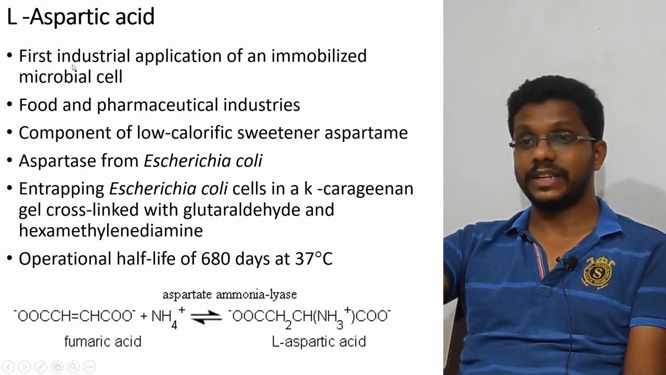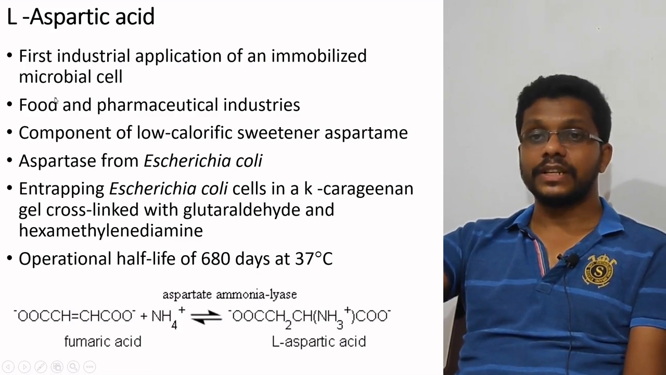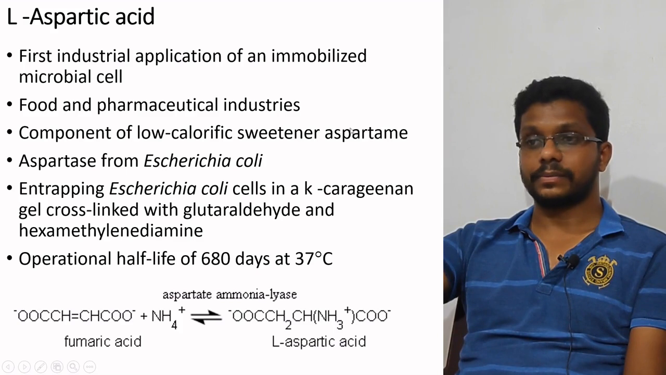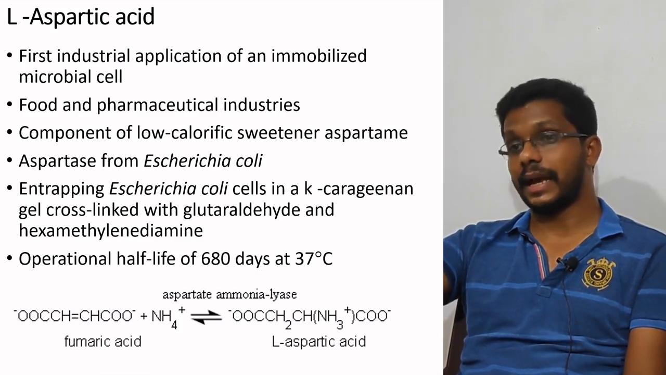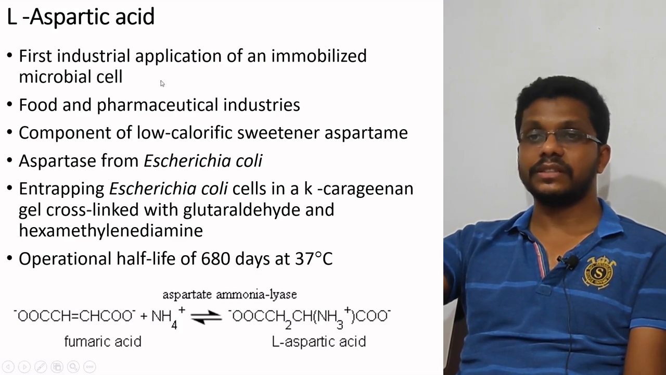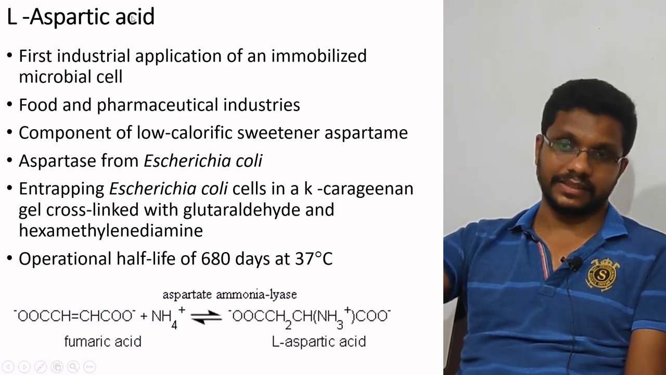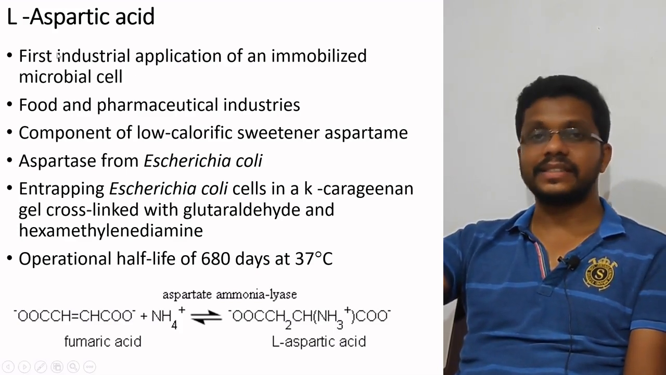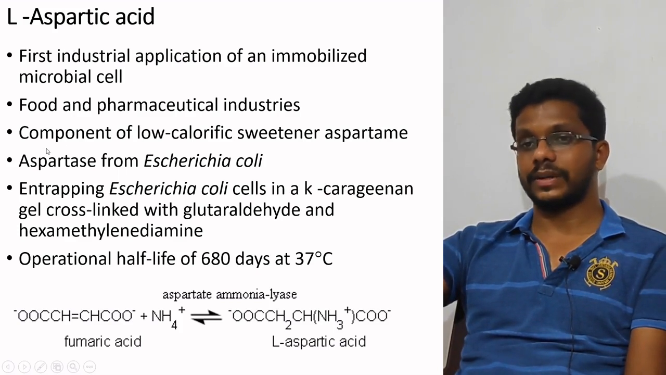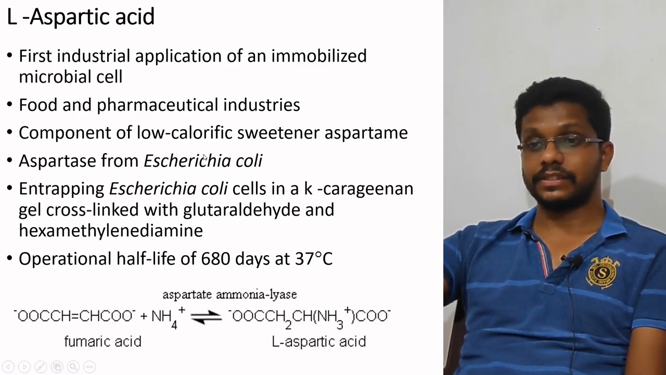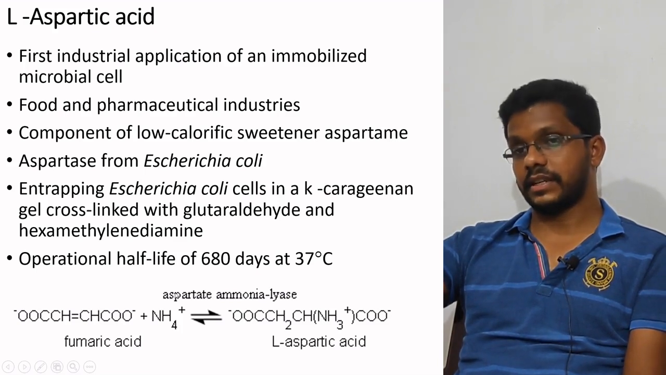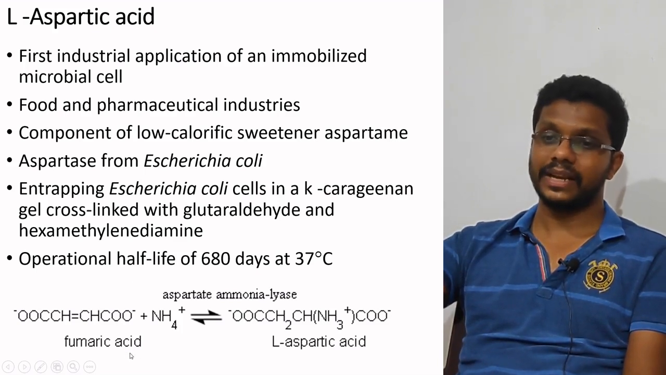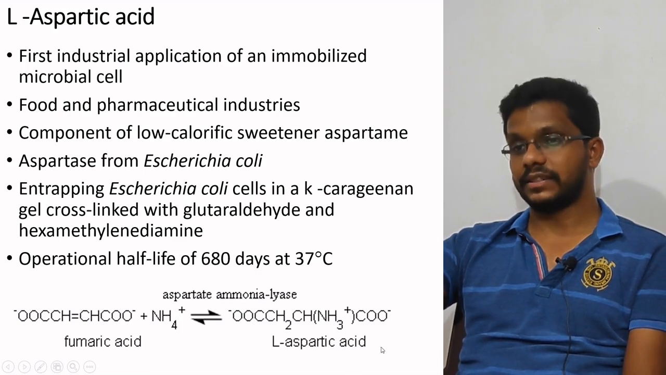Actually, in this case, we are immobilizing these cells. It is used in the food and pharmaceutical industry. You might have heard about aspartame. Aspartame is the low caloric sweetener which is used by diabetic patients, which is actually synthesized by using L-aspartic acid. The enzyme responsible for this production is called aspartase, which is isolated from Escherichia coli, and the reaction catalyzed by this aspartase goes like this. Fumaric acid is converted into L-aspartic acid.